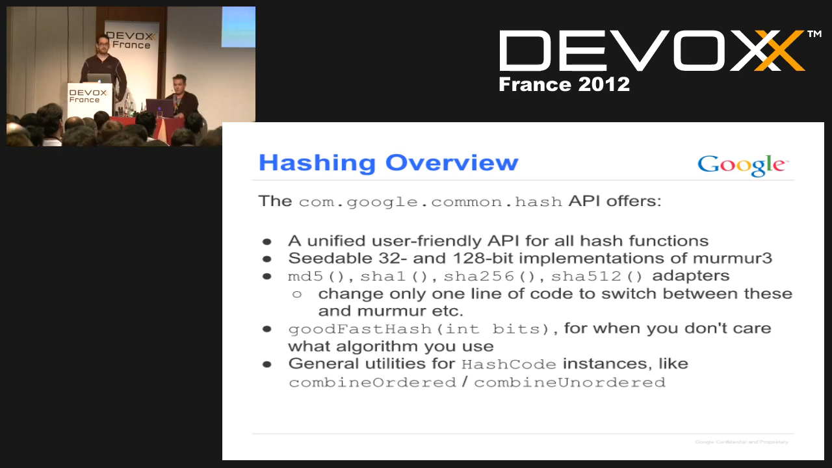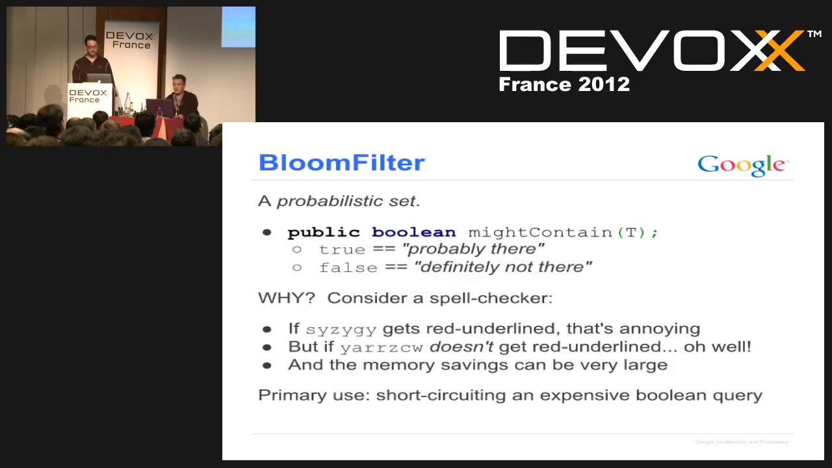And we also have this method called goodFastHash. What that means is, I don't care which algorithm you give me, I just want one that's going to be good and fast. So you would not want to use this if you are going to be persisting those hash codes and reading them again at some later date, because we may change goodFastHash at any time that we want to. And some general utilities are also provided in this API.